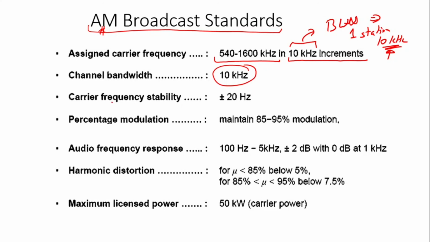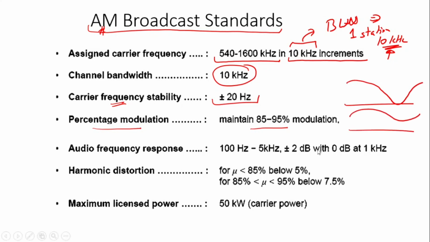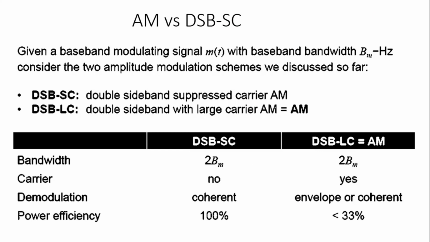Then carrier frequency stability is set to be plus minus 20 hertz, so it can be detected until then. The percentage modulation is 85 to 95%. That is, this is 100% and this is 95, 85 or 95% somehow. And we are setting different power strengths at different frequencies in this band for AM. Then we have harmonic distortion and the maximum transmit power that we can transmit at the base station. So in a nutshell, AM versus double sideband suppressed carrier.